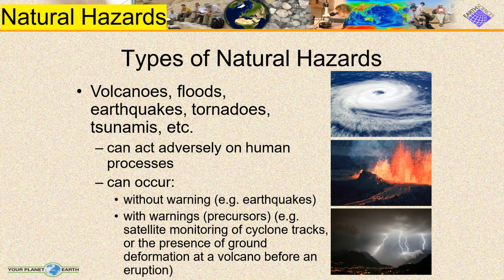There are different types of natural hazards. These are volcanoes, floods, earthquakes, tornadoes, tsunamis, etc. They can act adversely on human processes. They can occur without warning, for example, earthquakes, or with warnings, precursors, for example, satellite monitoring of cyclone tracks, or the presence of ground deformation at a volcano before an eruption.